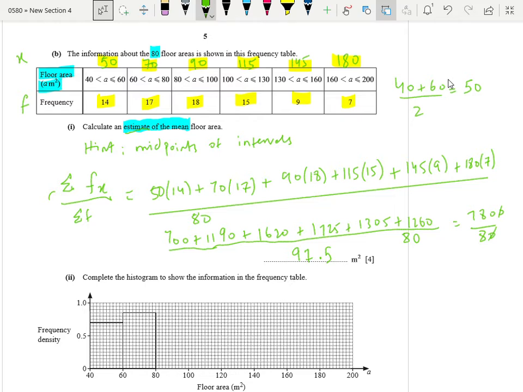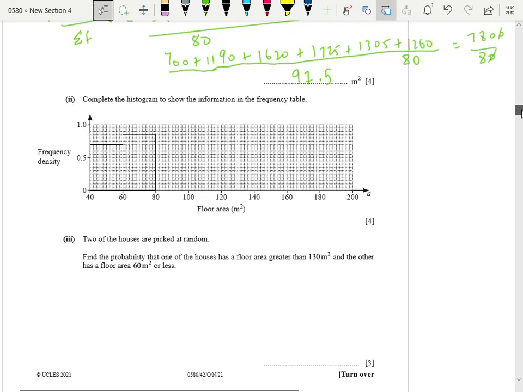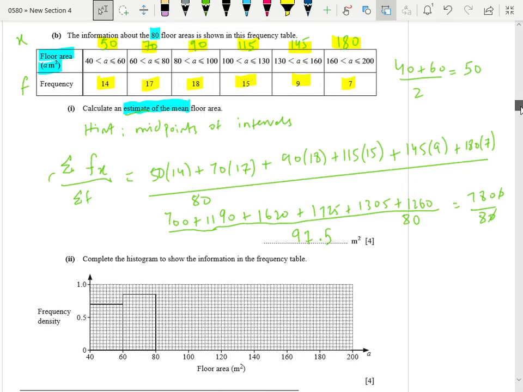Now, part 2, frequency density. You have an incomplete histogram drawn for you, and you have to complete that for, I think, 2 marks, 3 marks, right? Oh, sorry. This one is for 4 marks. So complete the histogram to show the information in the frequency table. As you would remember, histograms are drawn using this frequency density formula. Frequency density is equal to frequency divided by class interval.